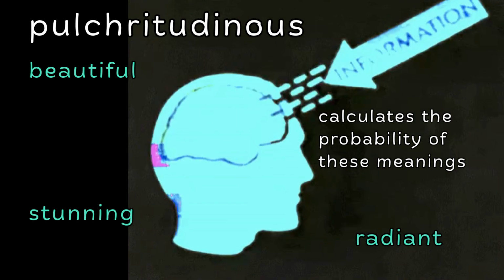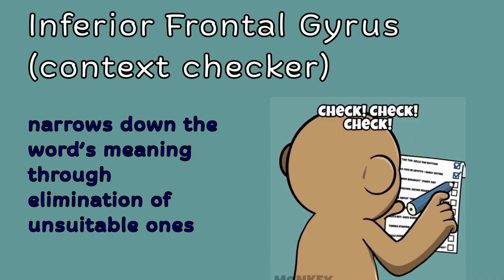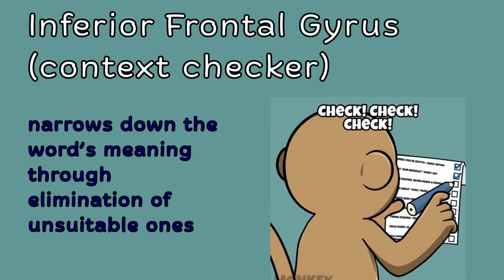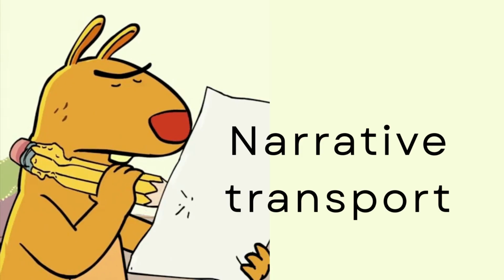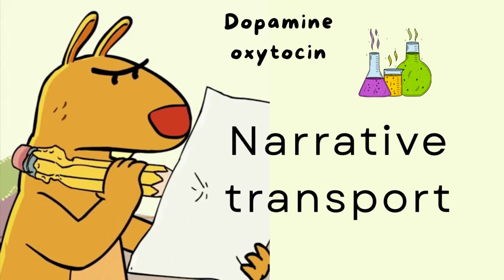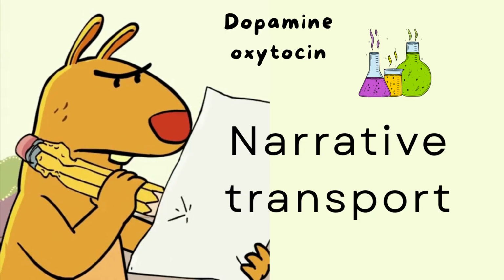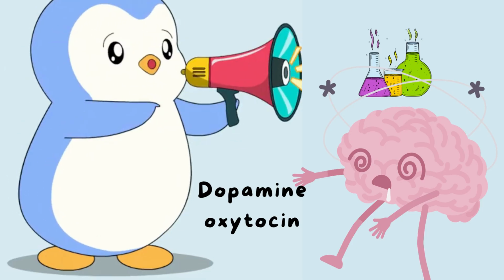A part called the inferior frontal gyrus, or the context checker, narrows down the word's meaning through elimination of unsuitable ones. The third step is simply deep encoding through repetition. When your brain picks up a new word from a book, novel, or a story, your brain initiates the process of narrative transport by releasing chemicals like oxytocin and dopamine. These chemicals signal the brain that the information being processed is important and needs to be paid attention to.